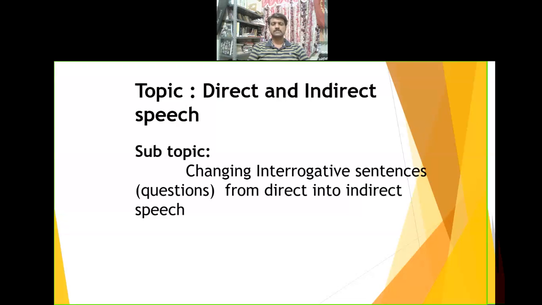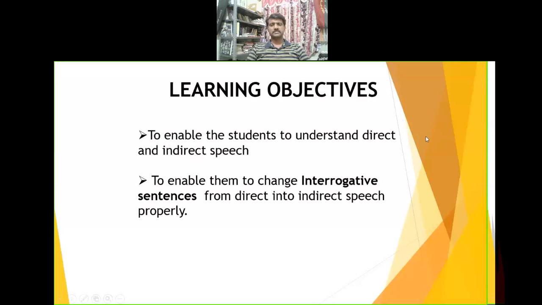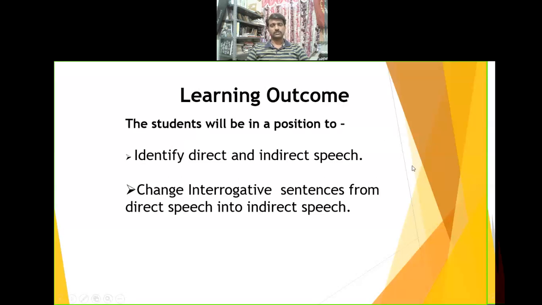So today I am going to discuss a topic called changing the interrogative sentences. It means the questions, from direct into indirect speech. So after this class, my dear students, you can change direct into indirect speech, especially the interrogative sentences, and you are able to understand what you mean by direct and indirect speech also.